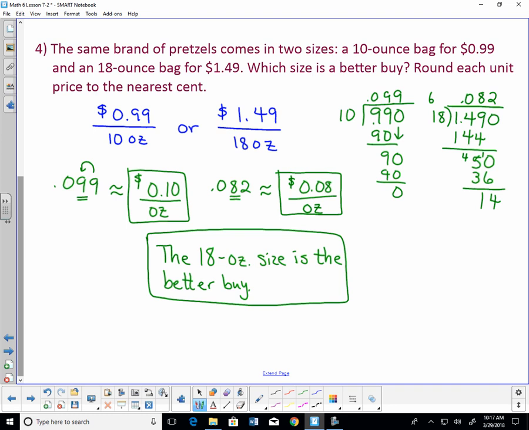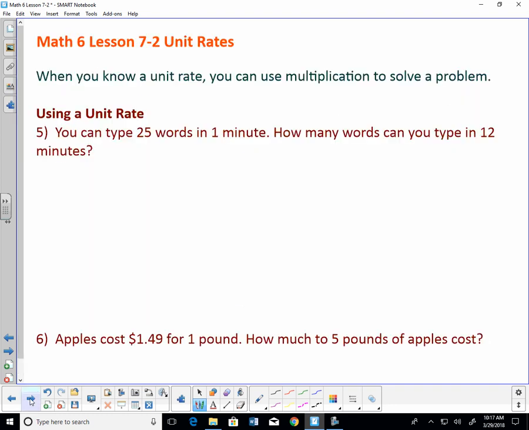Okay, when you're given something in a unit rate, you can use multiplication to solve the problem. For example, if I say you can type 25 words in 1 minute, how many words can you type in 12 minutes? Well, if it's 25 words in 1 minute, how many words in 12 minutes? Well, what did I do to get from 1 to 12? I multiplied by 12. So what do I have to do here? I have to multiply my words by 12.